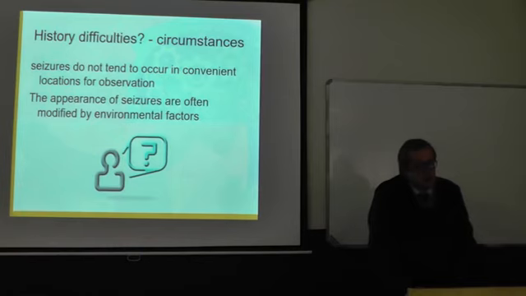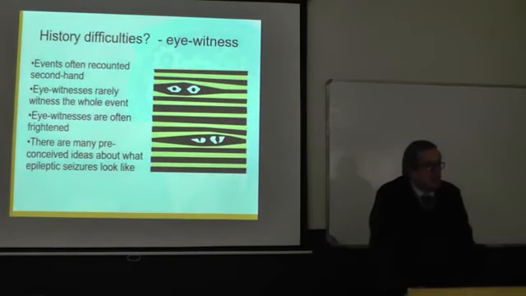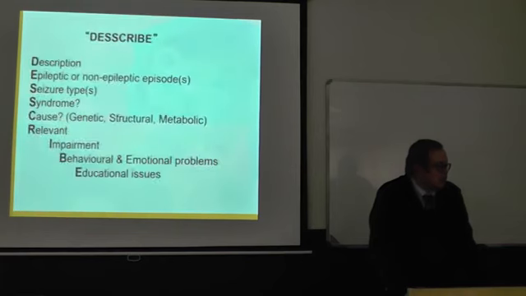So seizures do not tend to occur in places that are convenient, and they are often modified by environmental factors. The people who actually are eyewitness to the seizures may have a preconceived idea. So they may say, I have got a certificate in first aid, so I know what epilepsy looks like, so it was epilepsy. So rather ask them, what did you see? The parents are often frightened. They think their child is dying. They often do not witness the whole event.